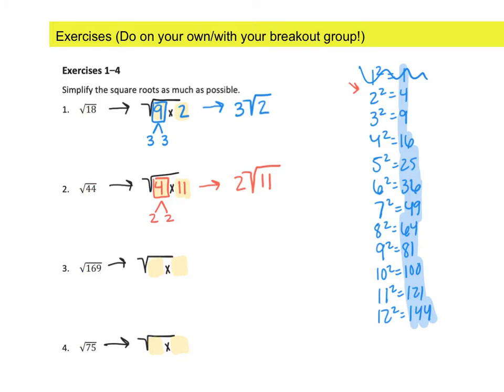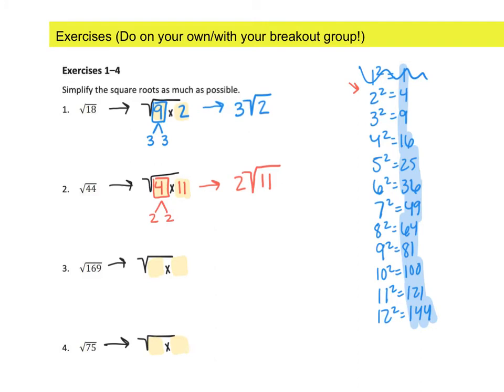169 divided by 16, I got a decimal again. I know 25 is not going to go into it. I'm going to try 36. 169 divided by 36, didn't get anything. Okay, let's try 49. 169 divided by 49, didn't work as well. Still a decimal. Let's try 64. 169 divided by 64, still a decimal. Let's try 81. 169 divided by 81, I got a decimal again.